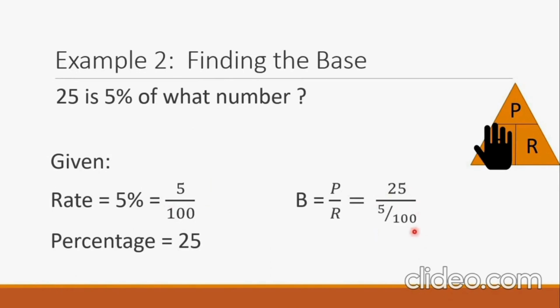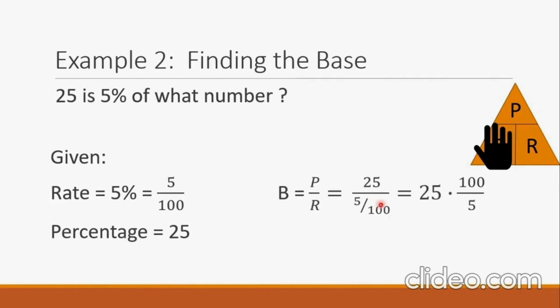So simplifying this, the 5 over 100 comes up, it flips up, the 100 becomes the numerator. The 5 is our denominator. So here, in most cases, we multiply this 25 to the 100, and the result will be divided by 5.